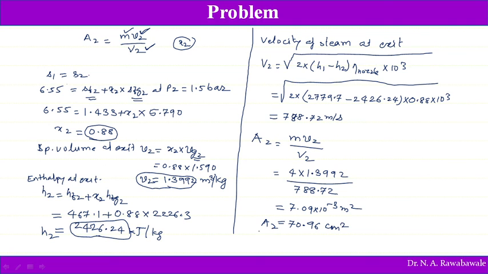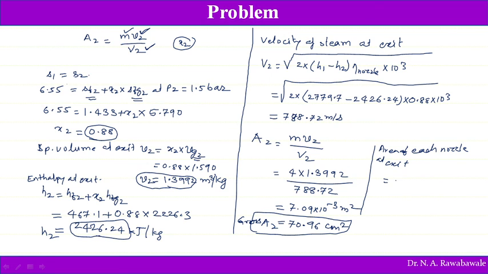The area which we obtain is the gross area, the total area of all the nozzles. So this we can call the gross area. The area of each nozzle at exit is nothing but gross area A2 divided by the number of nozzles n. So gross area is 70.96, and the number of nozzles we calculated as 13. So divide 70.96 by 13.